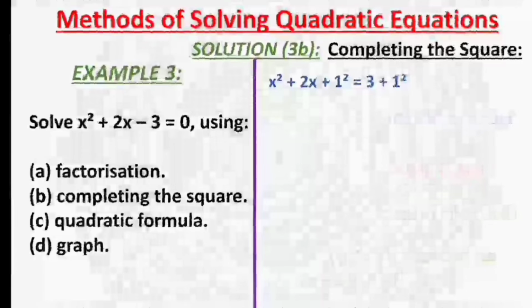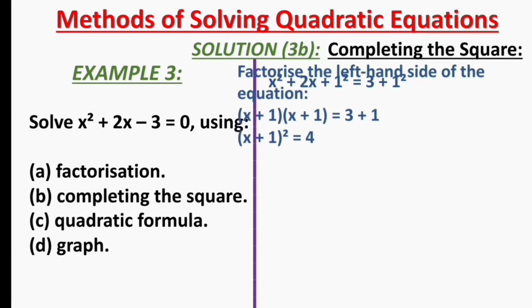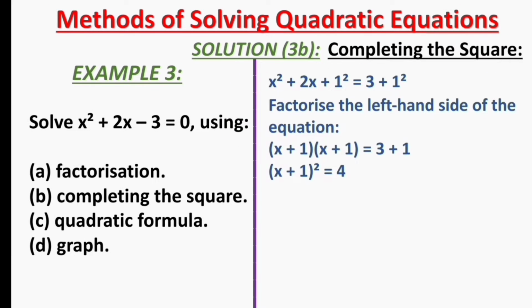Now do you know what we must do from this step? Let's solve on. Factorizing the left hand side of the equation, which is now a perfect square, we are going to have x plus 1 into x plus 1, because x is squared and 1 is squared. On the right of the equal to, we have 3 plus 1. That gives us x plus 1 all squared is equal to 4.